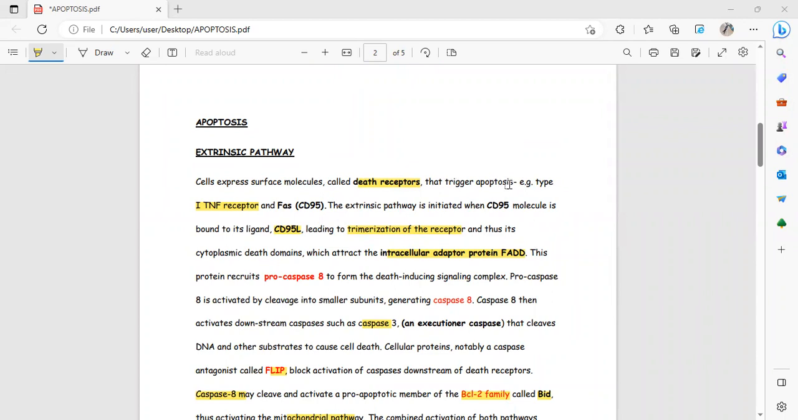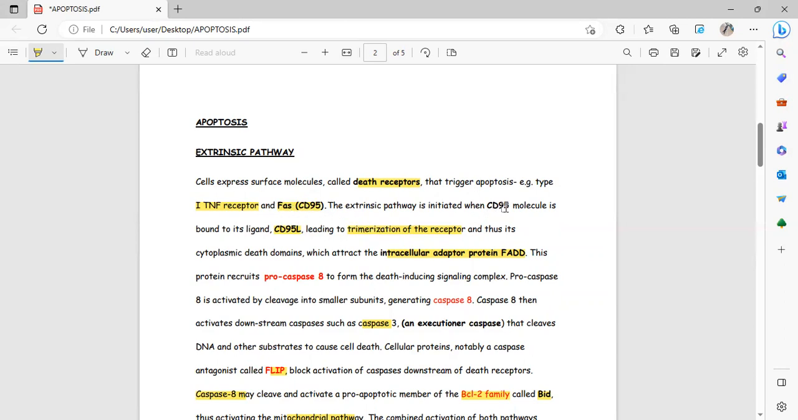So we have two types. We have just two examples that I've highlighted here, but we have other examples. We have type 1 tumor necrosis factor receptor, and we have the Fas, also called CD95, okay? So this is a receptor. Remember the ligand will be called the CD95L ligand, L for ligand, also called Fas ligand, okay? So this receptor, called Fas, usually contains three subunits, okay?